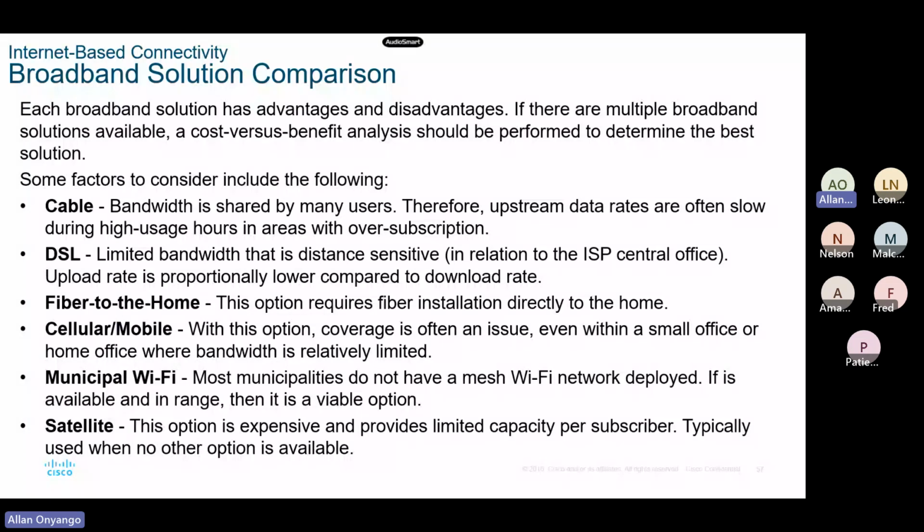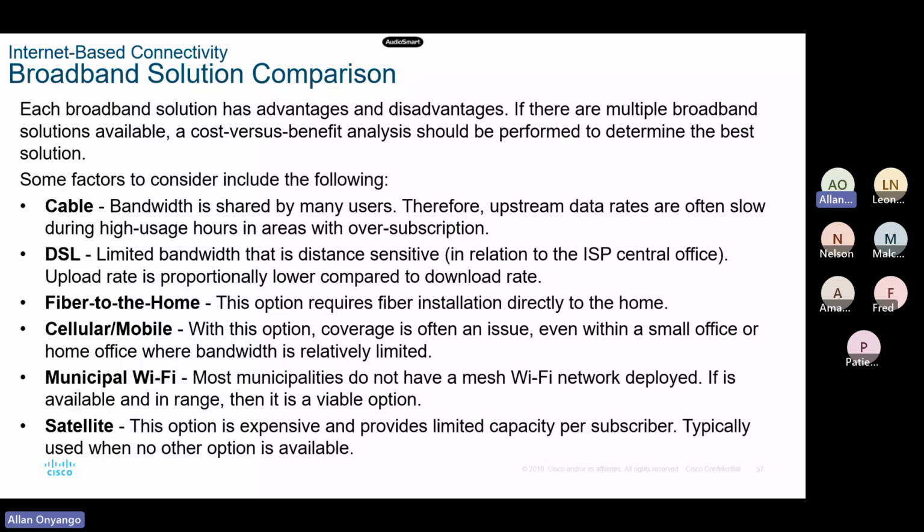Now, in terms of these broadband solutions, each broadband will always have its own merits and demerits. There are several of these solutions available, but you need to check some factors before you choose which connectivity option to implement in your network. When you're choosing the cable network, just know that the bandwidth is always shared, and therefore the upstream data rates can be a bit lower than the downstream. That means uploading could be slower, with lower bandwidth than downloading.